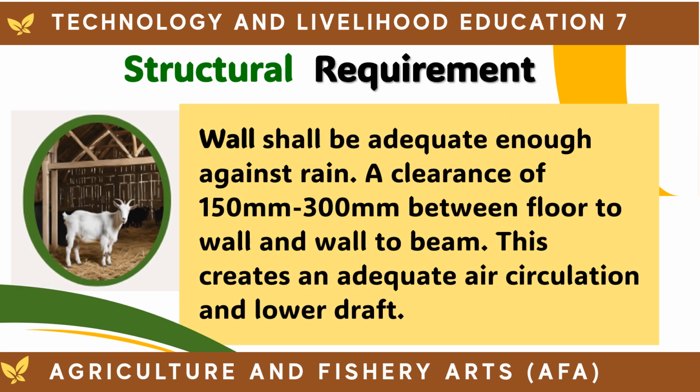The wall shall be adequate enough against rain. A clearance of 150 mm to 300 mm between floor to wall and wall to beam. This creates an adequate air circulation and lower draft.